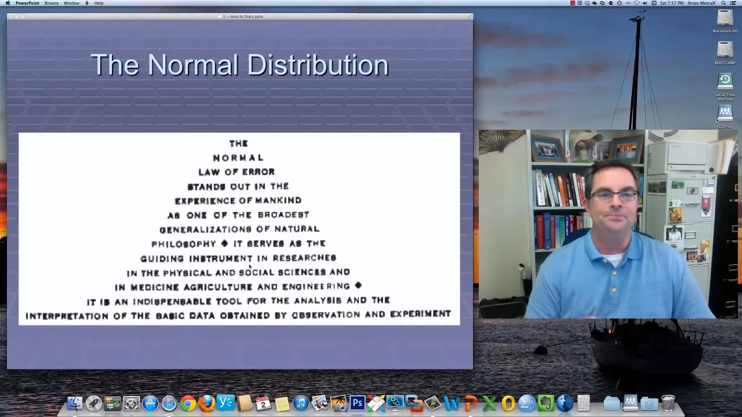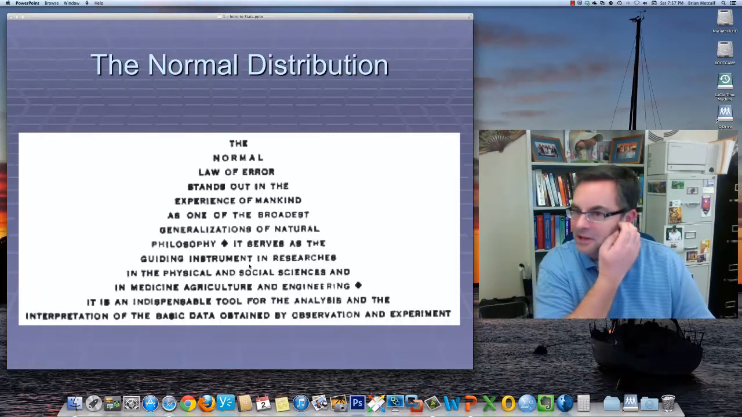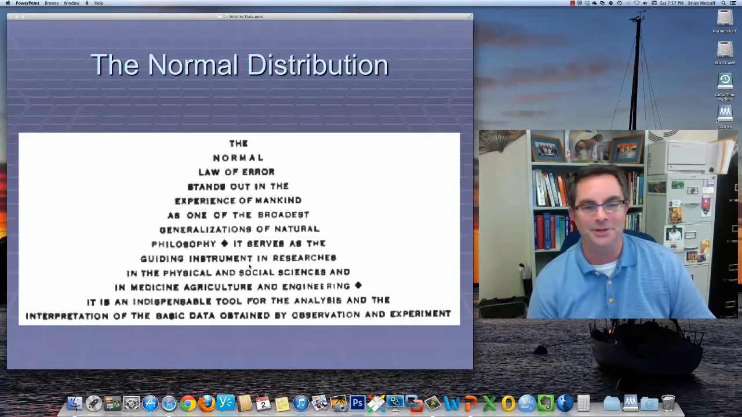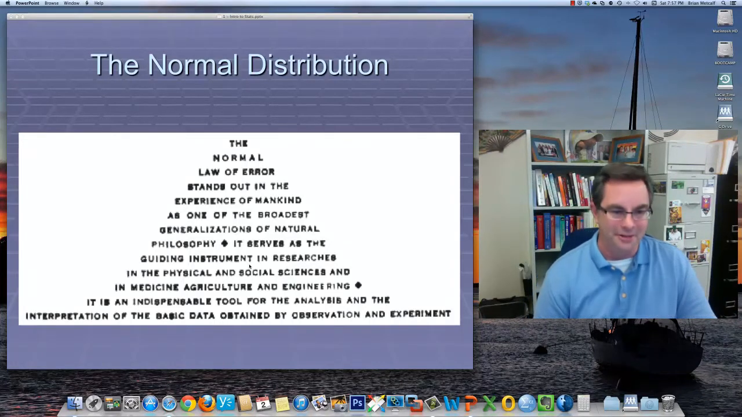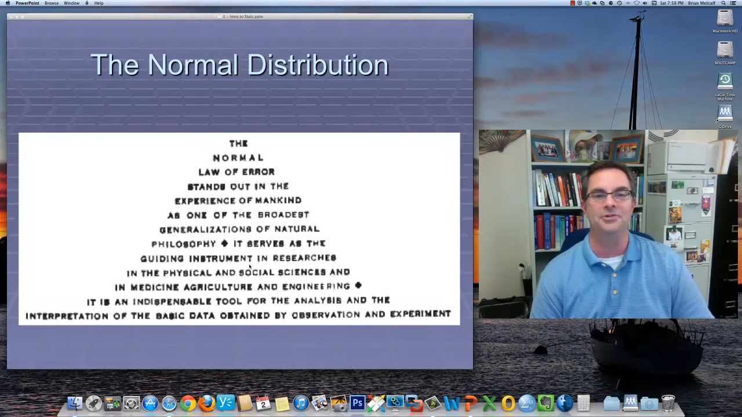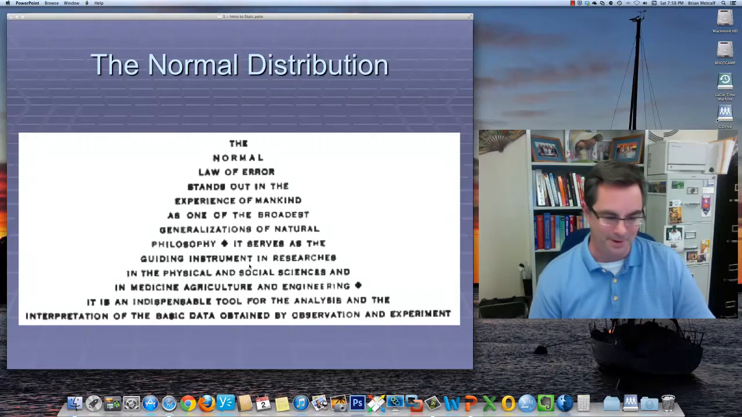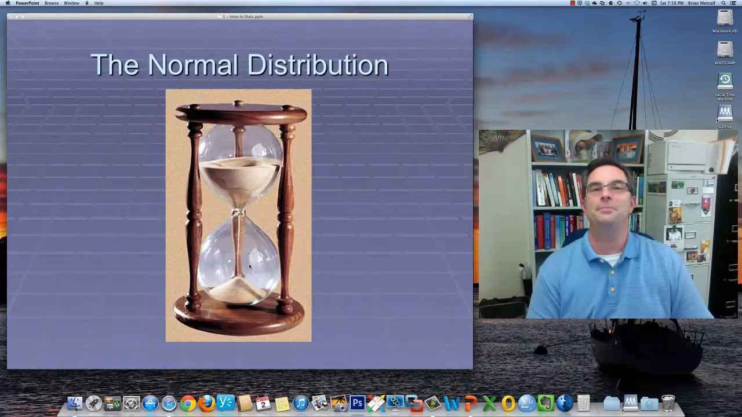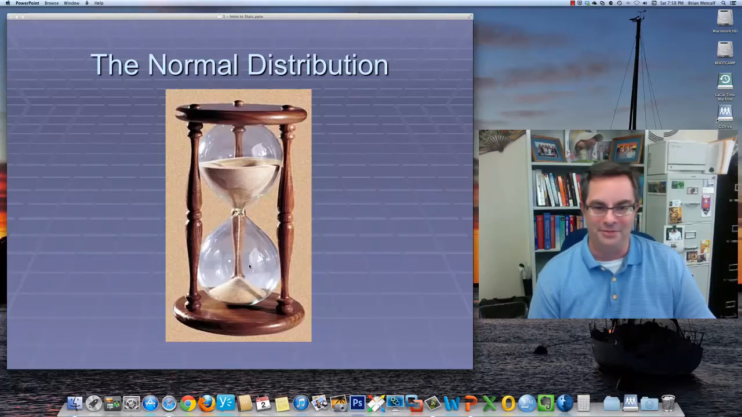Okay, I like this clever little way to describe what a normal curve is by putting it in the shape of a normal curve. The normal law of error stands out in the experience of mankind as one of the broadest generalizations of natural philosophy. It serves as the guiding instrument in researches in the physical and social sciences and in medicine, agriculture, and engineering. It is an indispensable tool for the analysis and interpretation of the basic data obtained by observation and experiment. Okay, we see them all around us. Okay, now we don't see too many of these anymore.